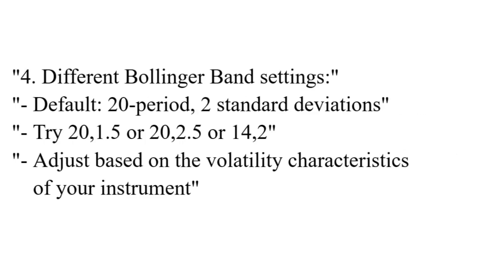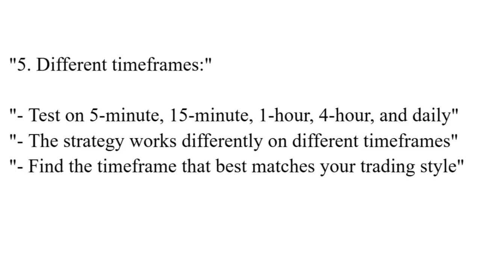4. Different Bollinger Band settings. Default, 20 period, 2 standard deviations. Try 20, 1.5 or 20, 2.5 or 14, 2. Adjust based on the volatility characteristics of your instrument. 5. Different time frames. Test on 5-minute, 15-minute, 1-hour, 4-hour, and daily. The strategy works differently on different time frames. Find the time frame that best matches your trading style.